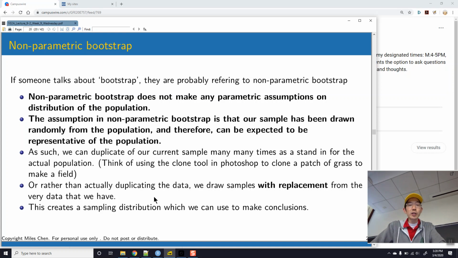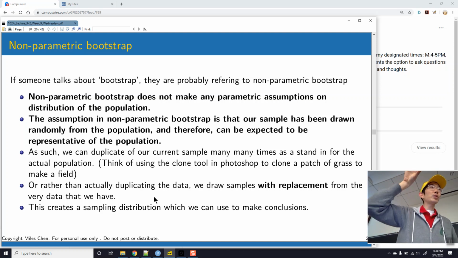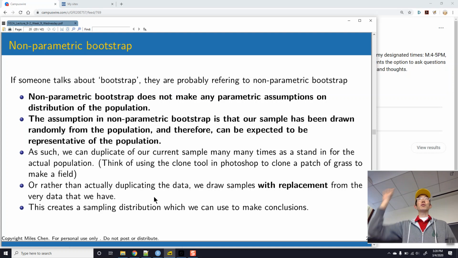The assumption in non-parametric bootstrap, okay, and this is the big assumption, is that our sample has been drawn randomly from the population, and therefore it can be expected to be representative of the population, okay? Does that feel like a reasonable assumption? I say, here's a random sample drawn from the population. Is it reasonable to think that this sample is representative of the population?